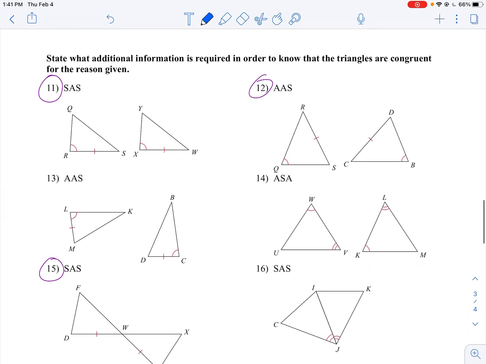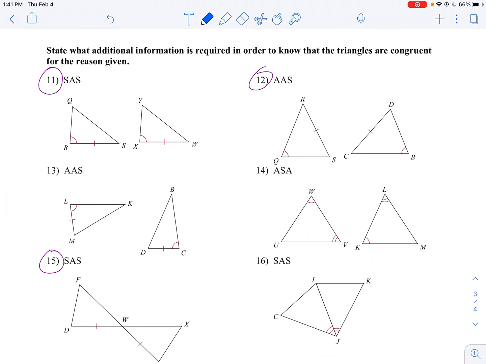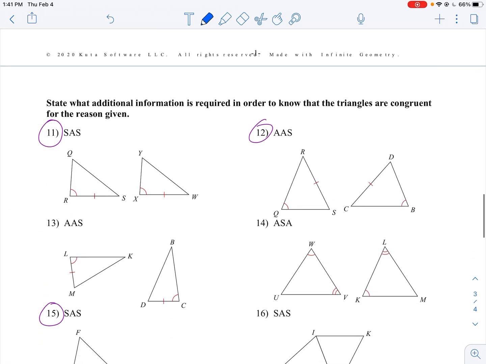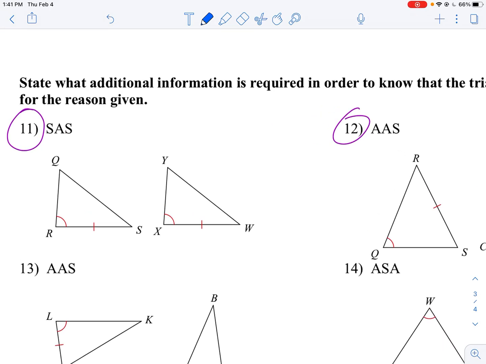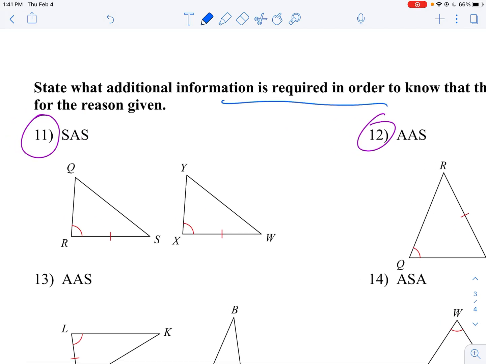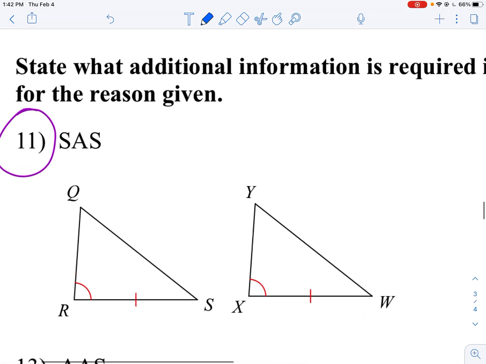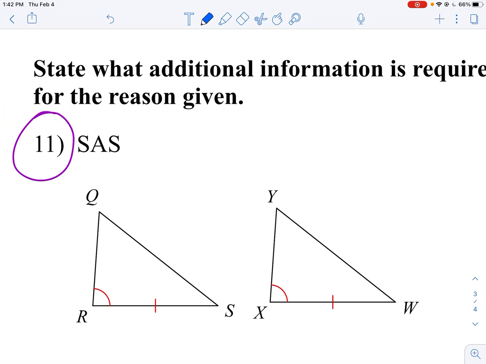The last part of this, on the remaining 18-ish problems there, is a little bit different. It's not just saying what are the congruency theorems there. You actually need to go in and write down what information is still needed to know that the triangles are congruent by the reason given. So I'm going to come here to number 11. It tells us side, angle, side. So we're trying to figure out what's missing to complete side, angle, side.